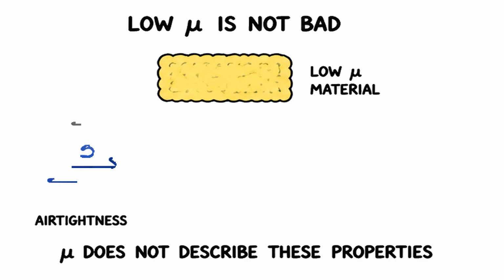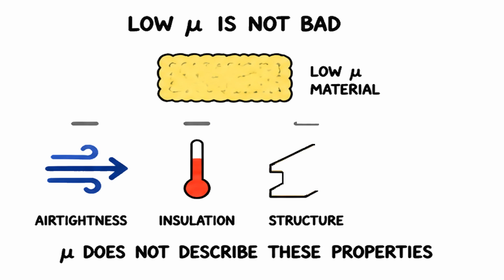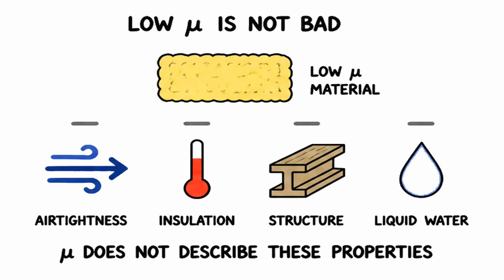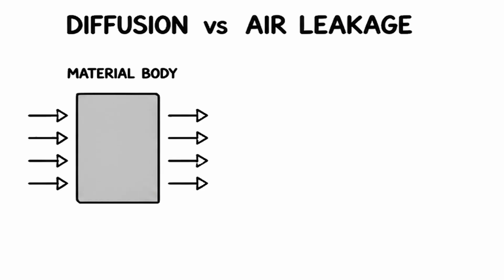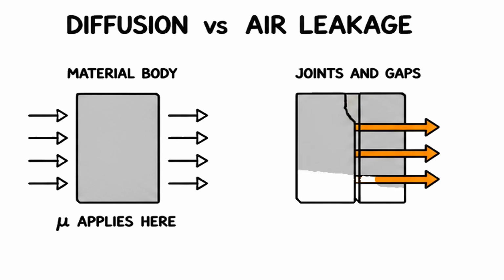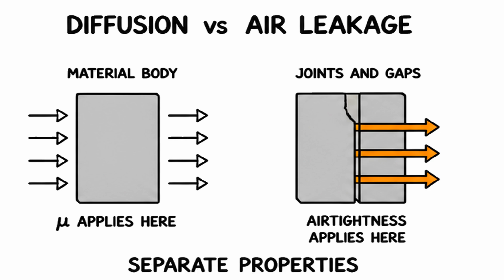It says nothing about airtightness, insulation, structural capacity, or liquid water resistance. Mu concerns molecular vapor diffusion through the body of the material. It does not measure air leakage through joints, holes, seams, or poor installation. Airtightness and vapor diffusion resistance are separate properties.